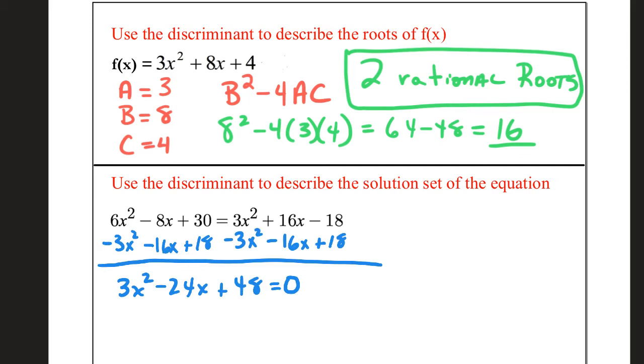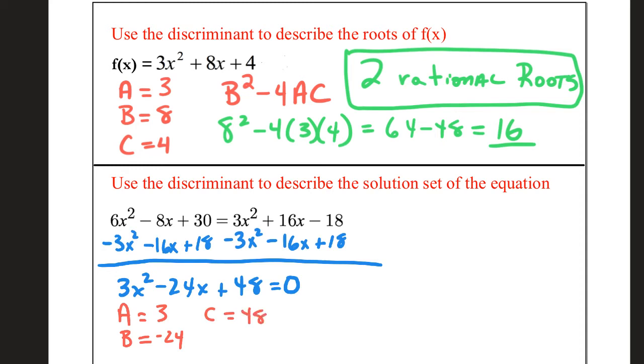And technically here, if you're a little bit on the more observant side, if you do see a GCF, you can throw it away. And there is one here. But let's pretend we didn't notice that. Let's just jump into it like normal. A is 3, B, be careful, is negative 24, and C is 48.